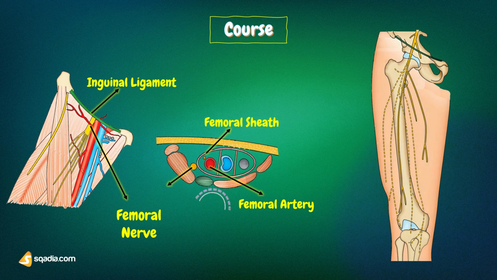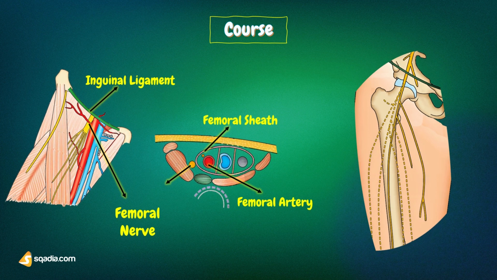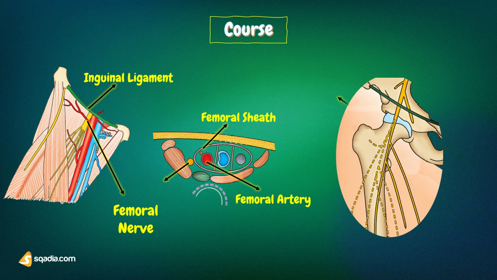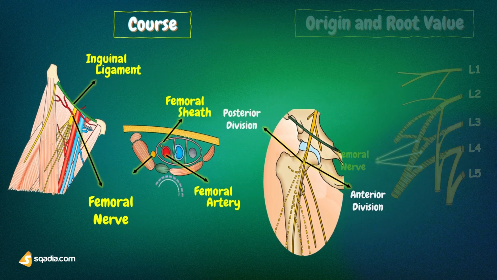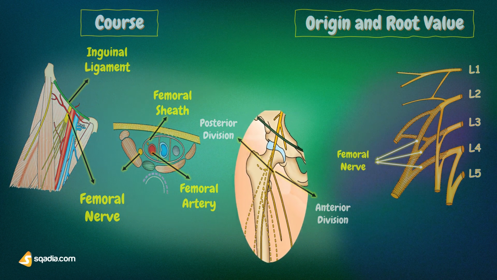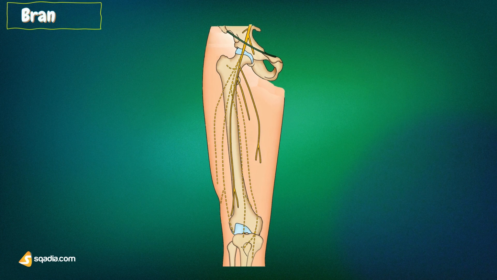After a short course of about 2.5 centimeters below the inguinal ligament, the nerve divides into anterior and posterior divisions, which are separated by the lateral circumflex femoral artery. That was the origin and course of the femoral nerve. Let's look at its branches and distribution.